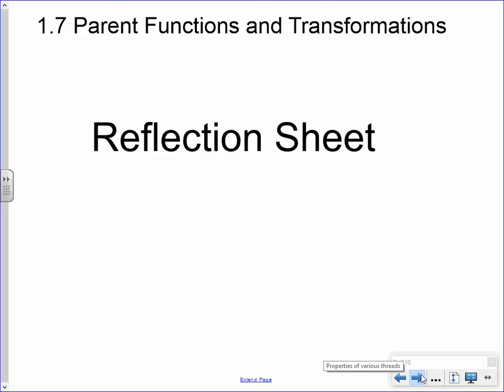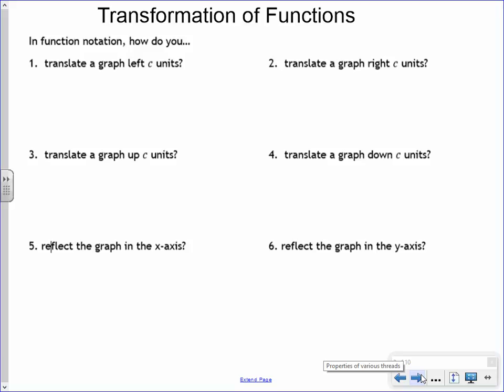So on your reflection sheets, let's start with the basics. Pod 1, how do we get something to shift the graph left C units? And so pod 2, how do we shift it to the right? So inside of our function, if we add C, it's going to move it to the left. If we subtract C, it's going to move it to the right. That might have been kind of awkward for you when you learned this the first time last year, that the plus made it go to the left and the minus made it go to the right.